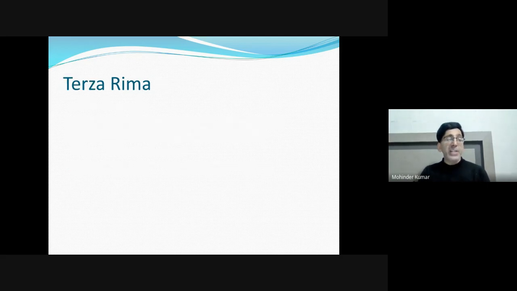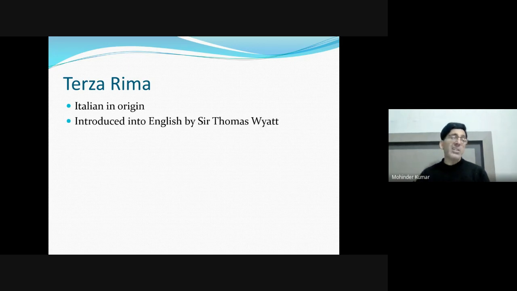Another stanzaic form is terza rima. Terza means three. It is like ottava rima. It started in Italy, like ottava rima, Italy, and sonnet. It started in Italy, and it was again introduced into England by Sir Thomas Wyatt. You must remember. And what is terza rima?